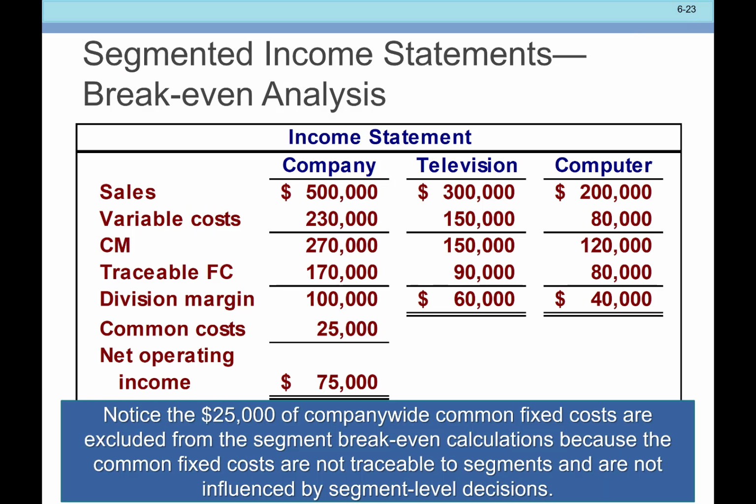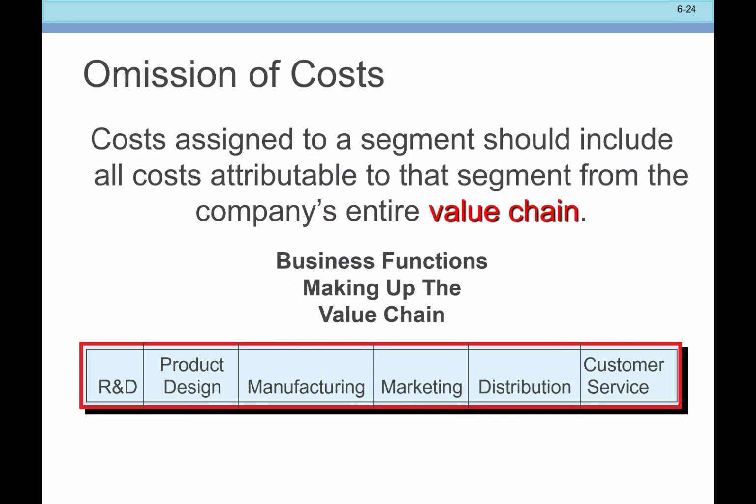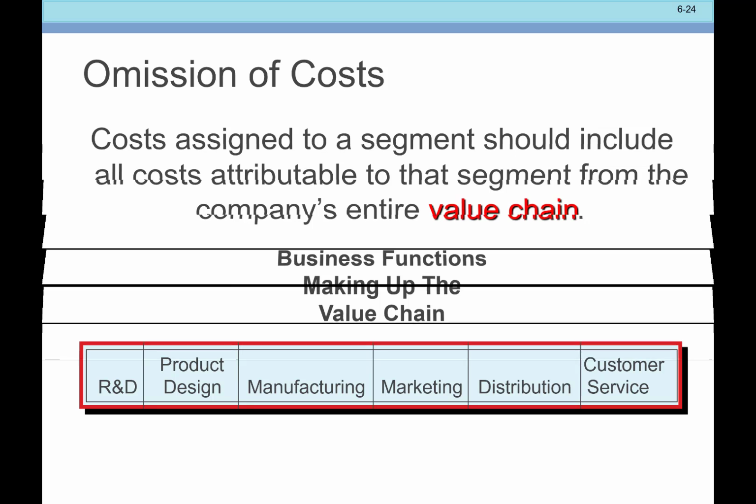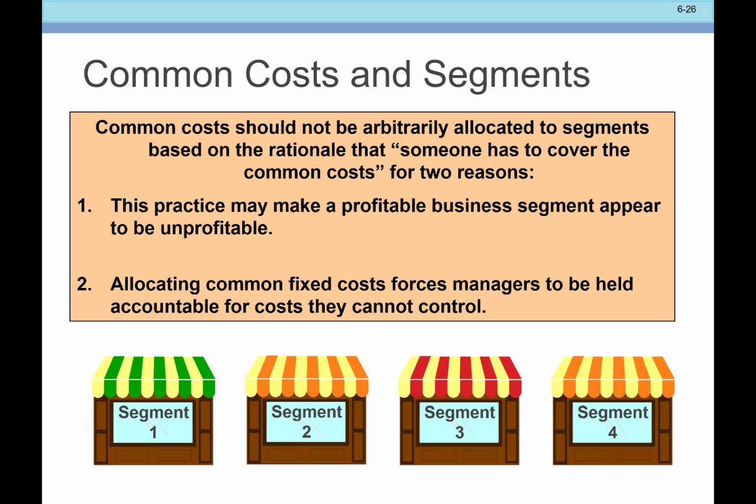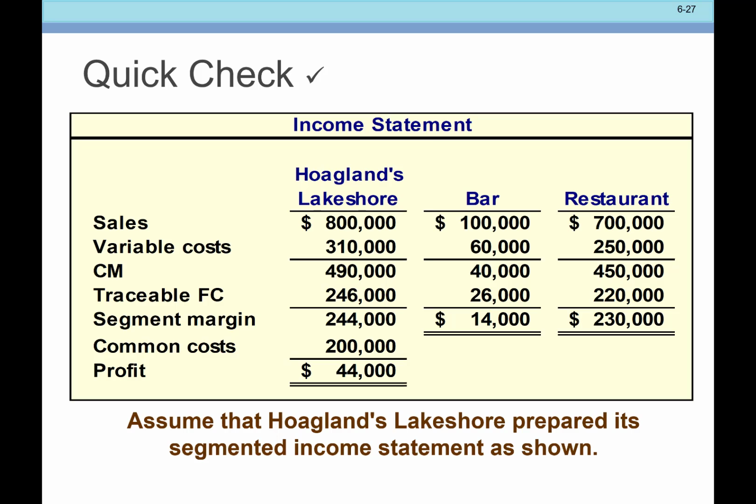Okay, good. And there you can see the overall statement where only the common costs have not been traced. Now let's see what happens if we turn around and we decide to go ahead and violate what we just said and allocate common cost to divisions.